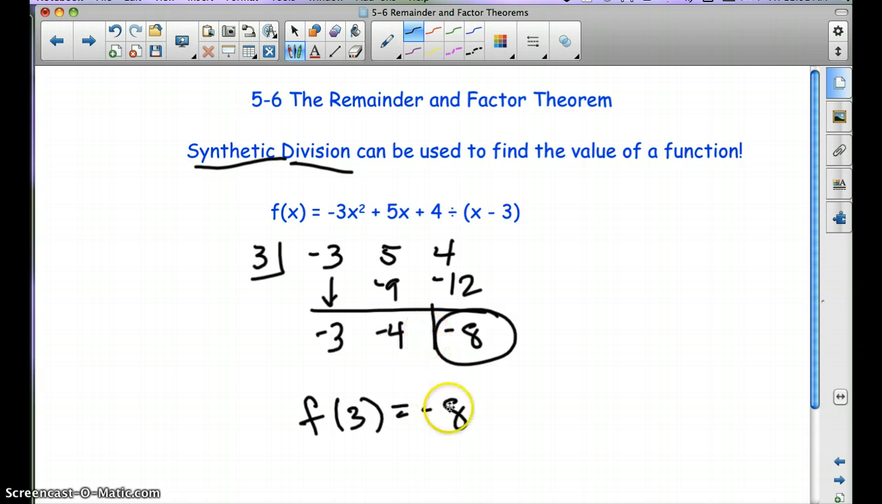So this is a quicker way, instead of plugging it in and having to square things and we get into higher powers. Instead of doing that, all you have to do is look at the remainder, and that's the value of the function. Pretty neat, huh?